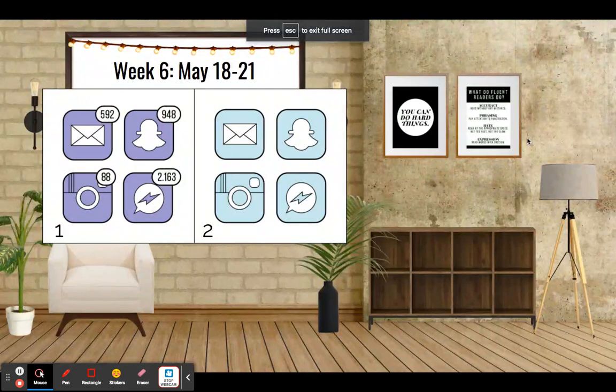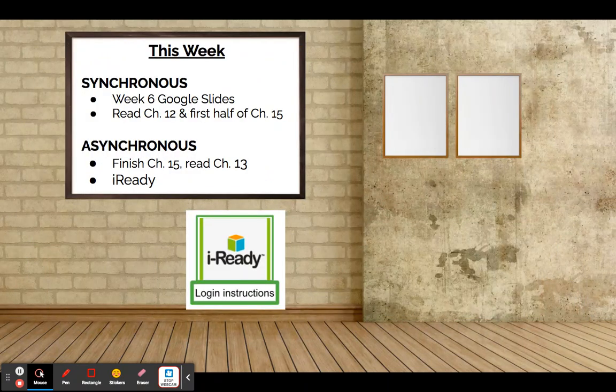As always, if you're watching this video, it's because you were absent on either one or both of our synchronous days on campus. So this is what we're doing this week. We are going to be turning in these Google Slides week 6, and then in our synchronous days, we're going to be reading all of chapter 12 and then the first part of chapter 15. And for your asynchronous, you're going to need to finish chapter 15. It's a bigger chapter, so that's why I'm splitting it up that way.